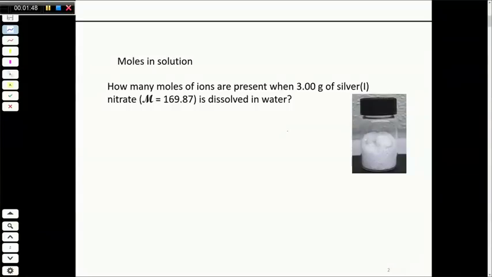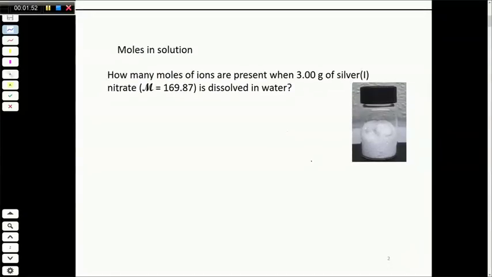So this question is a pretty typical one we like to ask and is important to understand: if we take 3 grams of silver nitrate and dissolve it in water, how many moles of ions are present in that solution? Okay, so we have a mass amount. We know how to convert masses into moles, but there's one additional thing we have to keep in mind here. So we're going to take our silver nitrate, which is AgNO3.